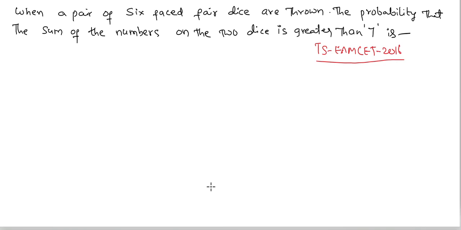When a pair of 6-faced dice are thrown, the probability that the sum of the numbers on the dice is greater than 7 is dash. This is TSMSET 2016. So total outcomes, that is n of s, is equal to 6 into 6 is equal to 36.